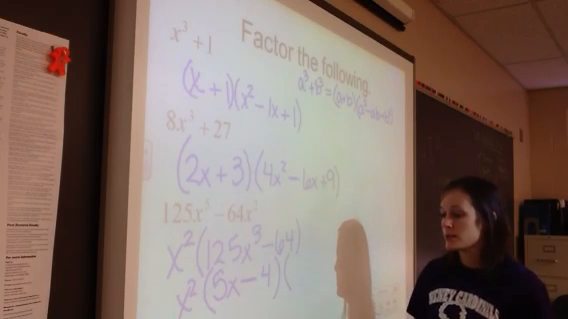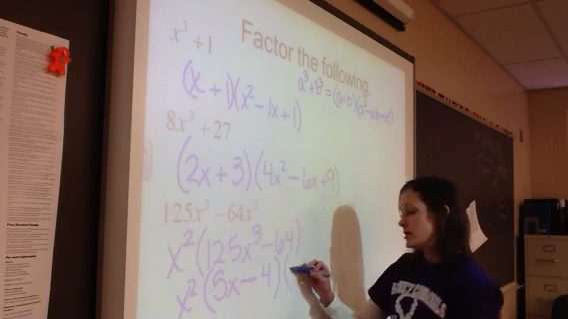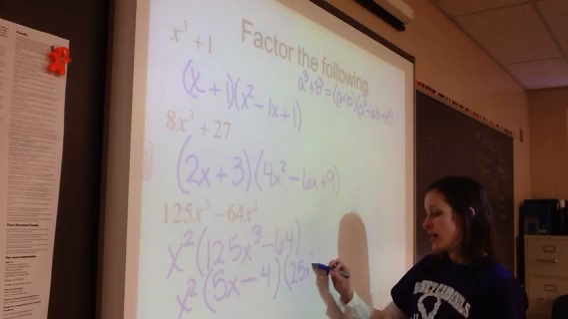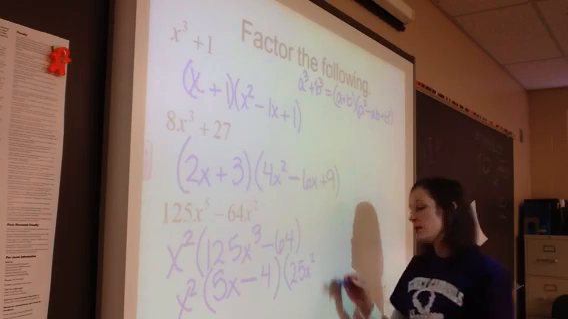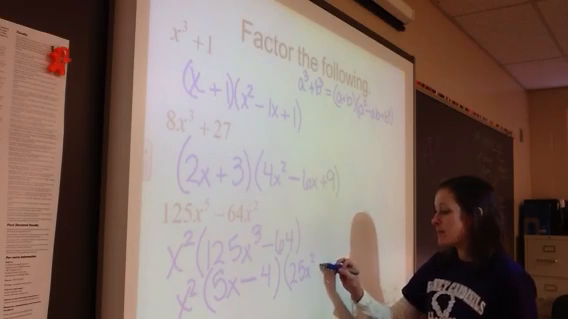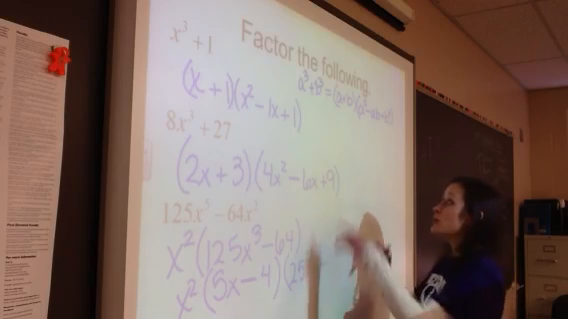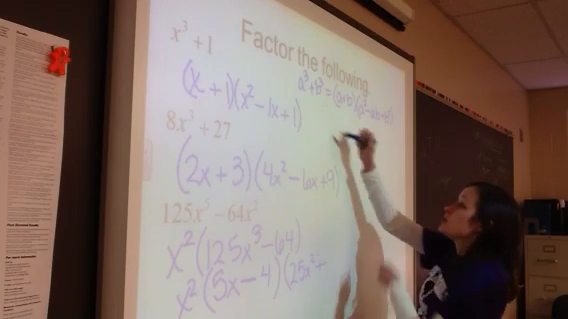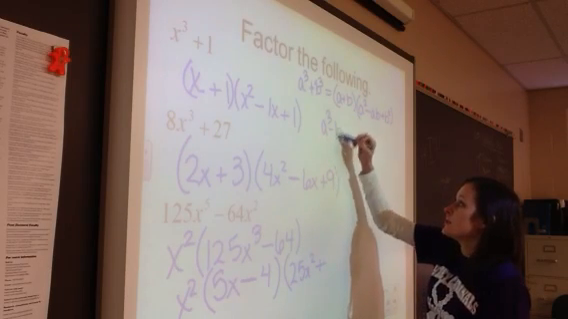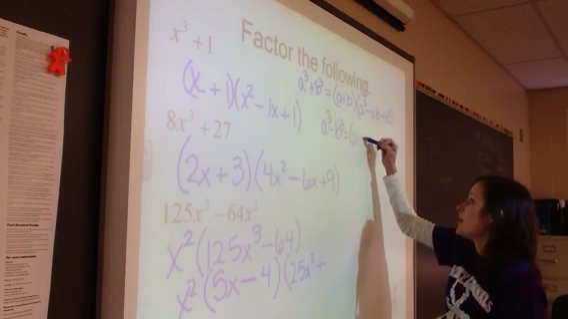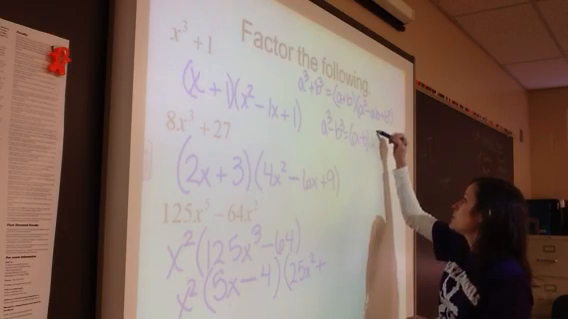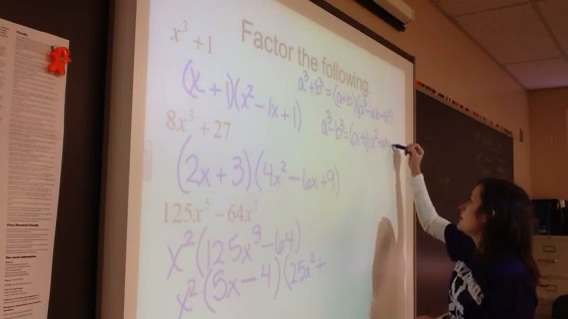Then in your next parentheses, you still square this, so you get 25x squared. But instead of saying minus ab, we're going to say plus ab. So the two signs right here switch if it is a difference of cubes. So you end up with a minus b and a squared plus ab plus b squared.